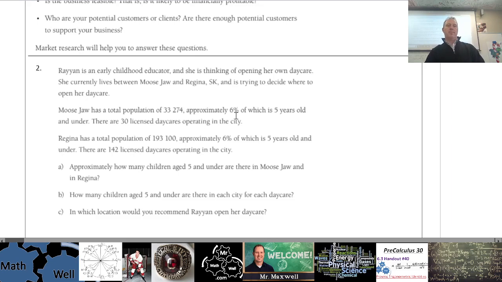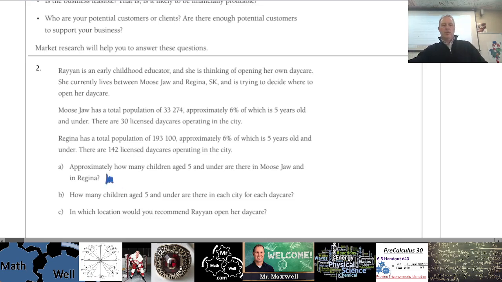5-year-olds and under. There are 30 licensed daycares operating in the city. So that's Moose Jaw. Regina has a population of 193,100, and approximately 6% of which are 5-year-olds, and there are 142 licensed daycares operating in the city. Approximately how many children aged 5 and under are there in Moose Jaw and in Regina?